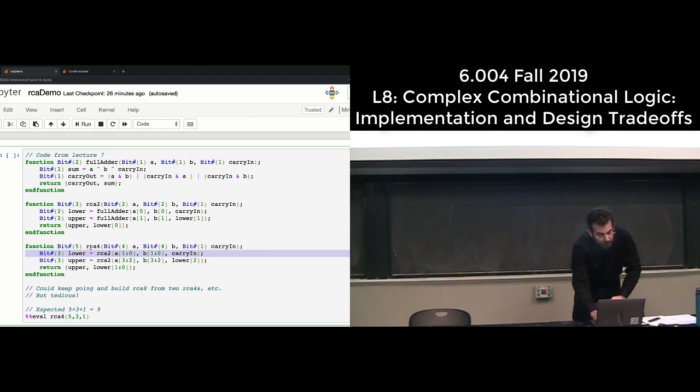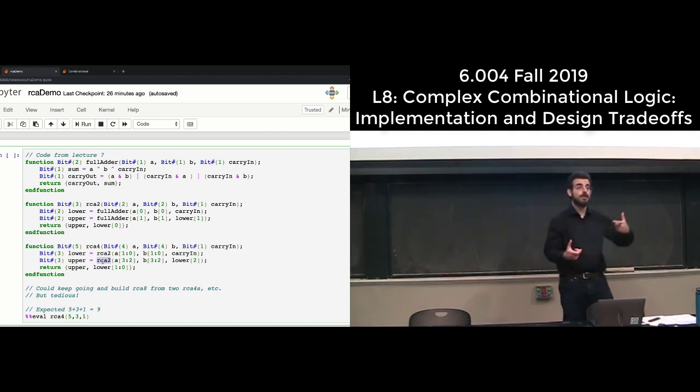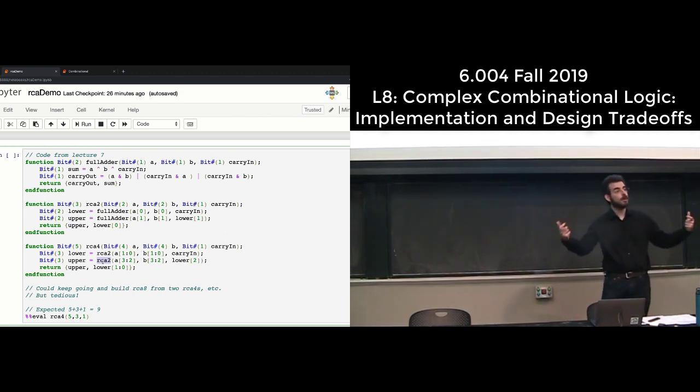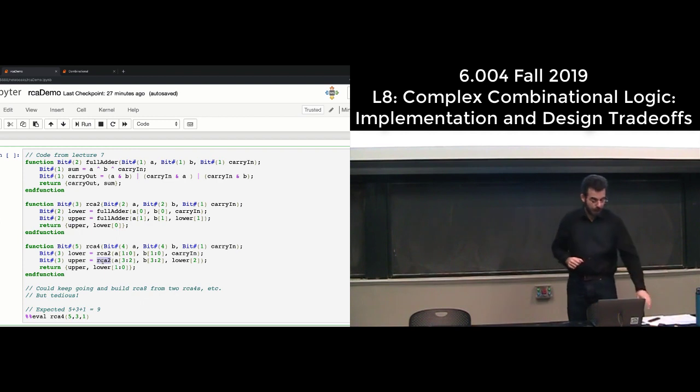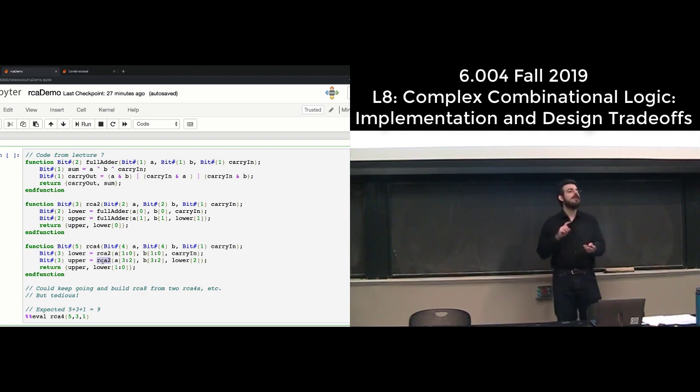And then you can combine 2 of those, as shown here, where we have a 4-bit ripple carry adder that is composed of 2 2-bit ripple carry adders, each of which computes the upper half and the lower half of the output. So we could keep going and say, okay, we want to do a 32-bit ripple carry adder. So we're going to define RCA8, which uses 2 RCA4s, RCA16, which uses 2 RCA8s, and RCA32, which uses 2 RCA16s. You could do that today with what you know so far.